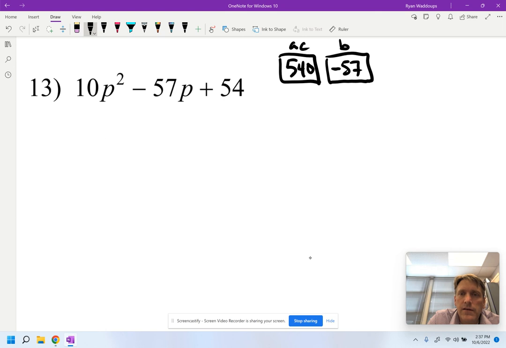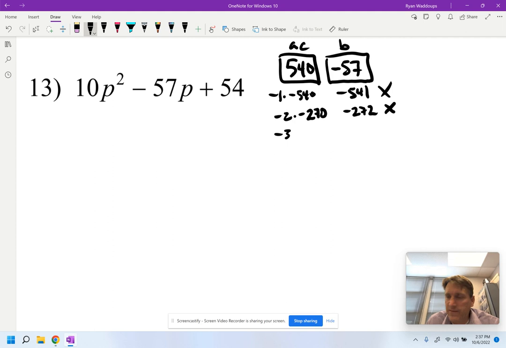I'm going to take negative 1 times negative 540, and that'd be negative 541. No. Negative 2 times negative 270, and that'd be negative 272. No. 3. Let's see, how many times will 3 go into 540?